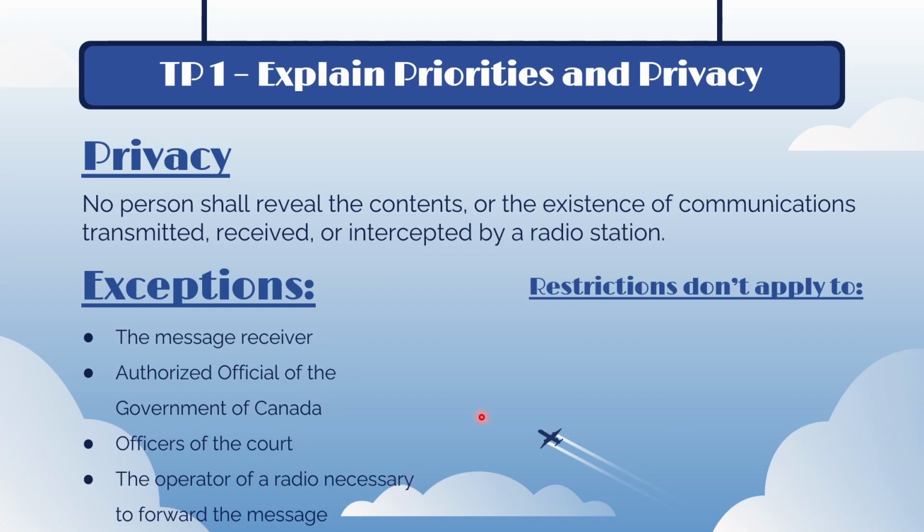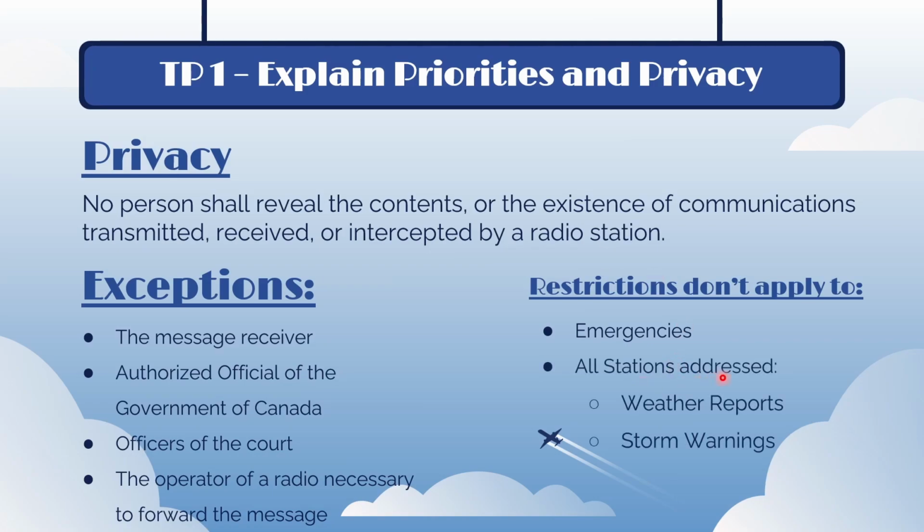Also, these restrictions don't apply to emergencies. If it is an emergency situation, a mayday or pan, security, whatever it is, you don't need to follow these rules, okay? So if there's a mayday and for whatever reason another flight doesn't know about it, you can tell them there's a mayday happening. All station addresses, such as weather reports or storm warnings, are also things you can reveal without worrying about breaking the law, okay?